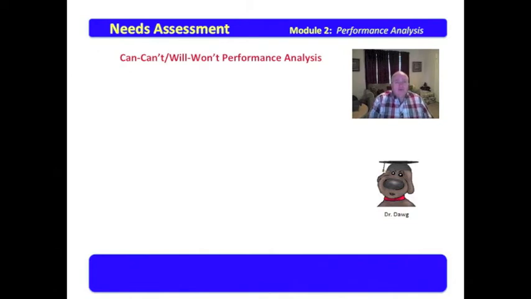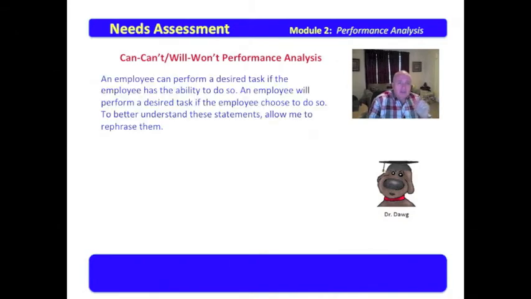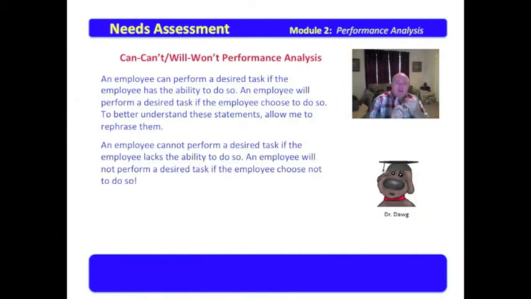The first of these is the can, can't, will, won't performance analysis. Now, I want you to give this a little thought. Can, can't, will, won't. Let it sink in. Now, an employee can perform a desired task if the employee has the ability to do so. An employee will perform a desired task if the employee chooses to do so. To better understand these statements, allow me to rephrase them. An employee cannot perform a desired task if the employee lacks the ability to do so. An employee will not perform a desired task if the employee chooses not to do so.